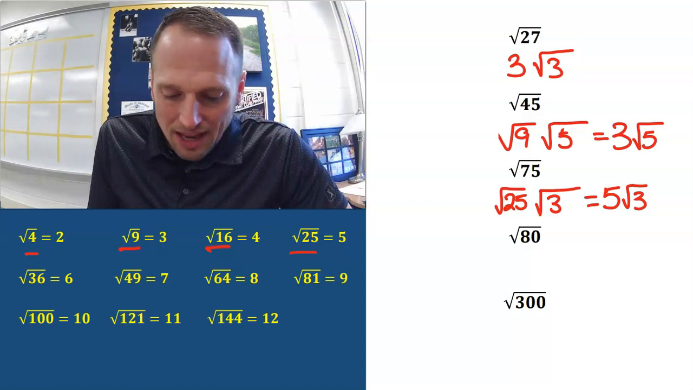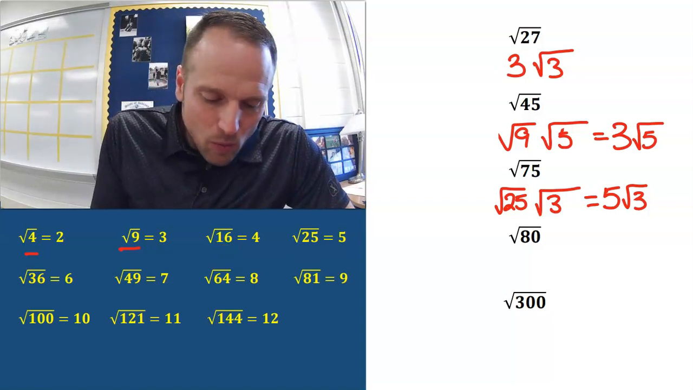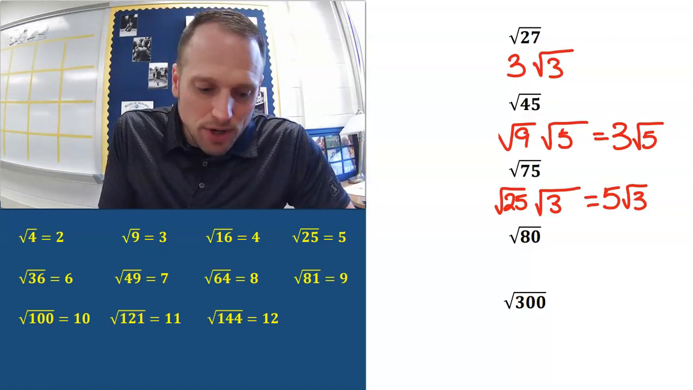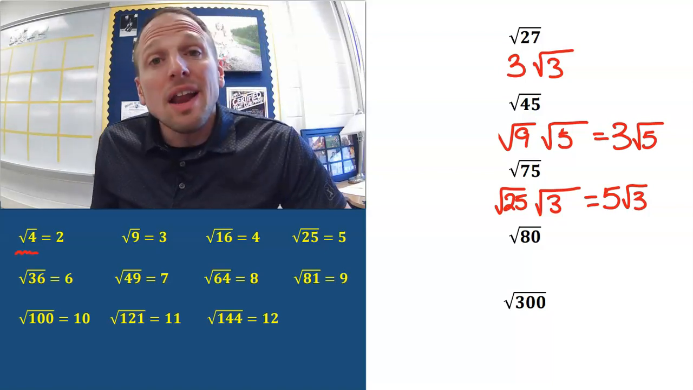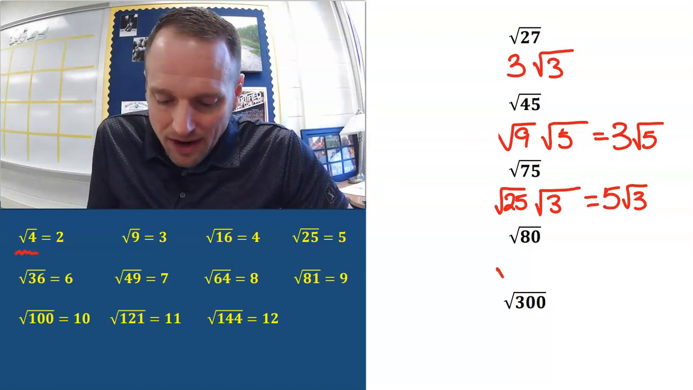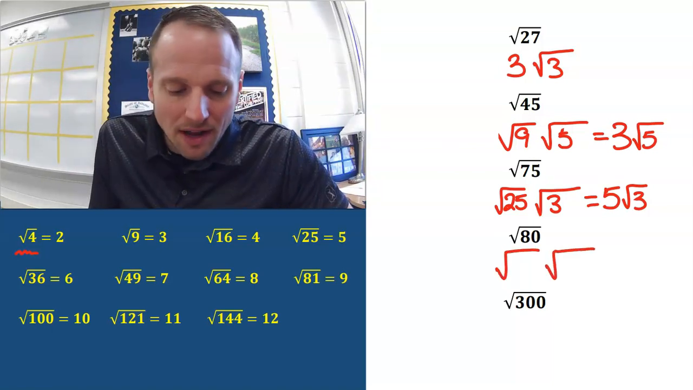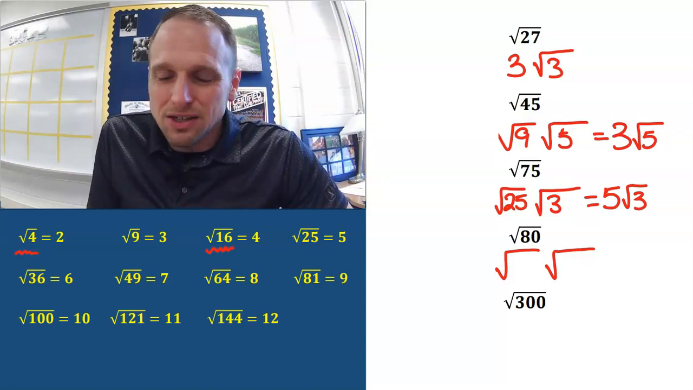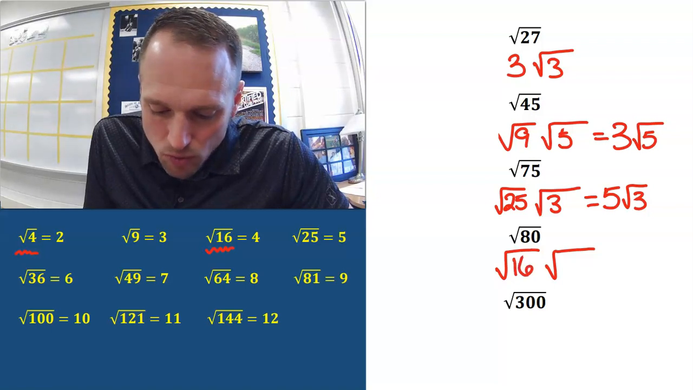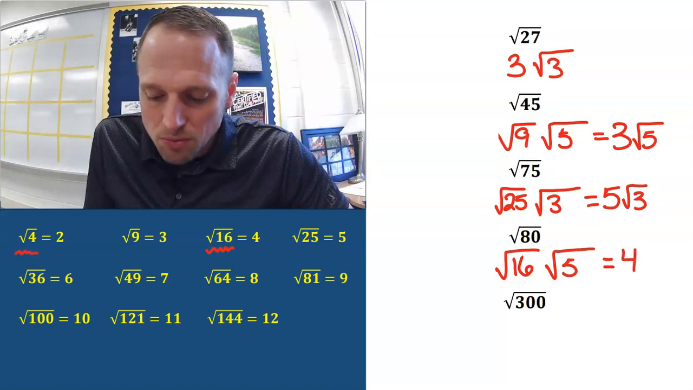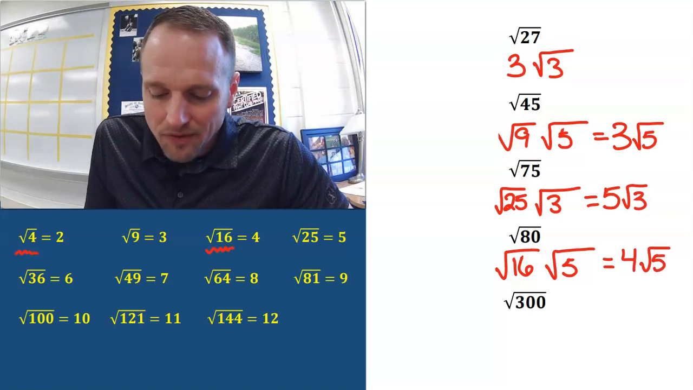Let's look at 80. Which one can we divide by? Well, 80 is going to be kind of tricky, actually. I can divide 80 by 4, but there's a bigger number that I can divide 80 by that's still a perfect square, and that's the one I want to use. I want to use 16. Always use the biggest perfect square. So this is going to be root 16 times root 5, and that's just going to be 4 root 5.